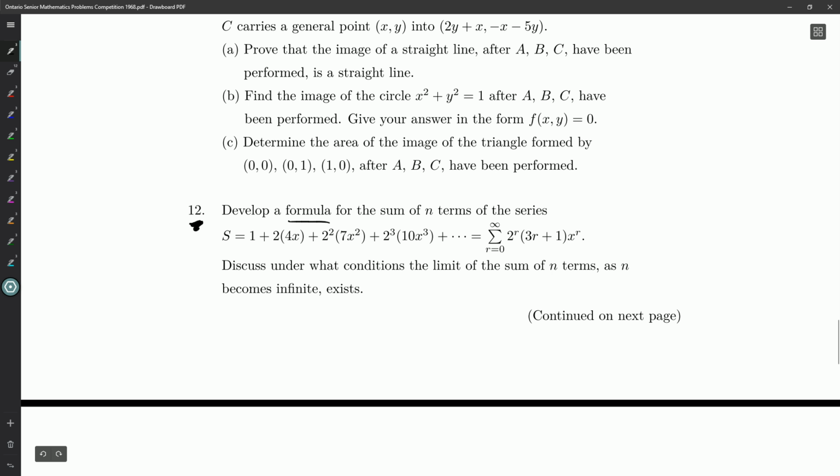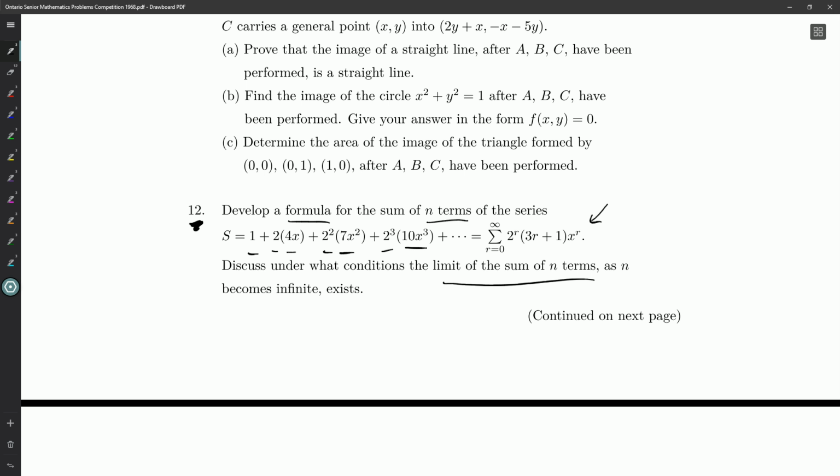But what have we got for question 12? Develop a formula for the sum of n terms of the series. We just want n terms of them. And we've got 1 plus 2 times 4x plus 2 squared times 7x squared, 2 cubed, 10x cubed. And it looks like the general formula, each individual term, is 2^r (3r plus 1) x^r. Discuss under what conditions the limit of the sum of the n terms as n becomes infinite exists. So I want to know when does the whole thing converge? What x values do I need?